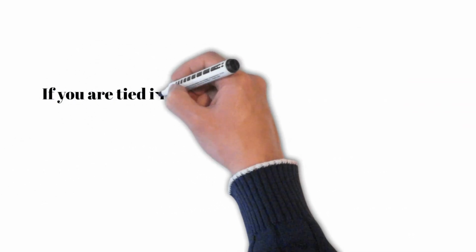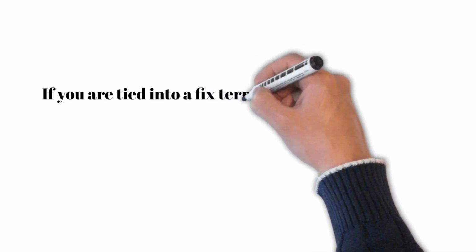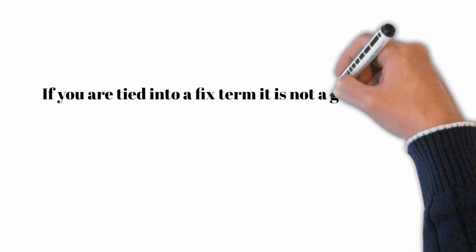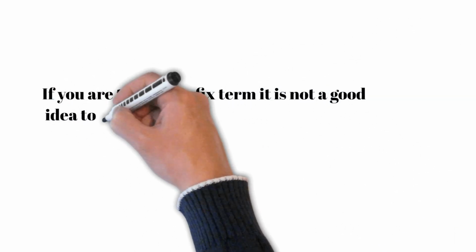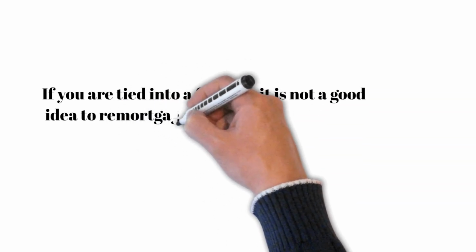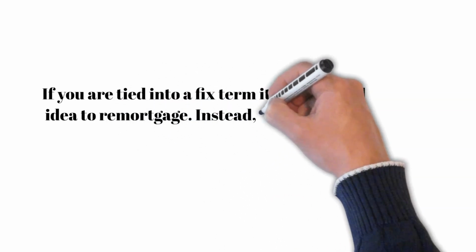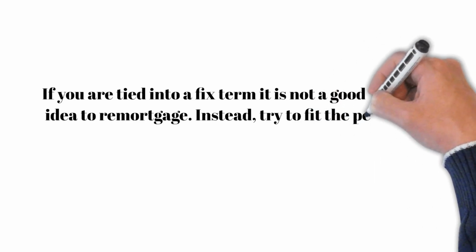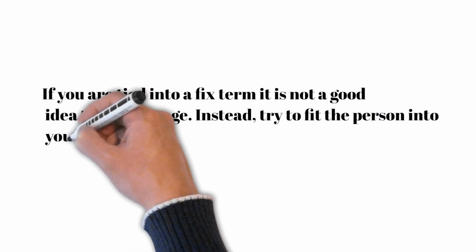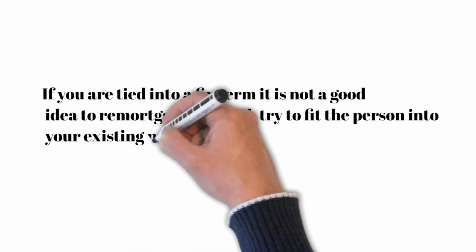If you are tied into a fixed term, then remortgaging, in order to add someone new onto the policy, probably won't be the best option, because you'll likely be subject to early repayment charges. In this case, you could either add the person to your existing policy, as already discussed, or wait until your fixed term expires, and then look at remortgaging to a joint mortgage.